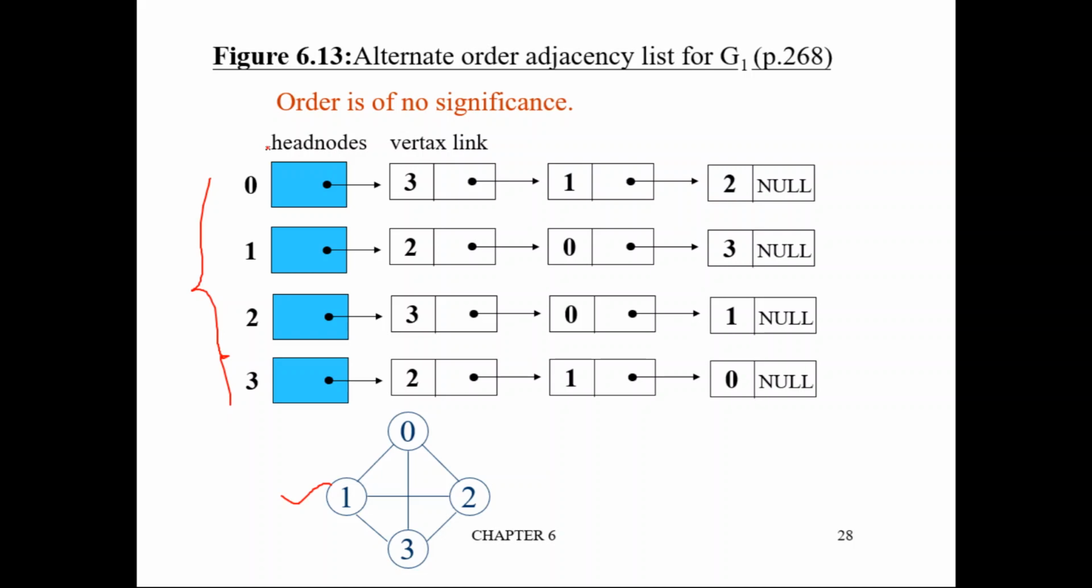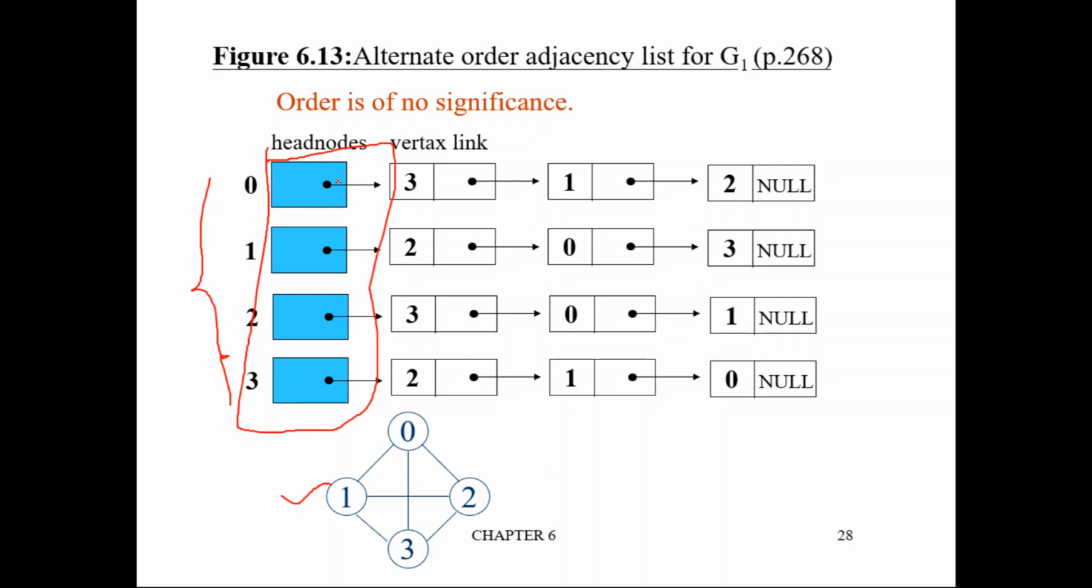Here also you have an array of pointers. This array will be in the proper order: the 0th node, first, second, third. But the lists need not be in any particular order, because all these edges are equal. It is not that this is the first link and this is the second link. Anything you can take as first.